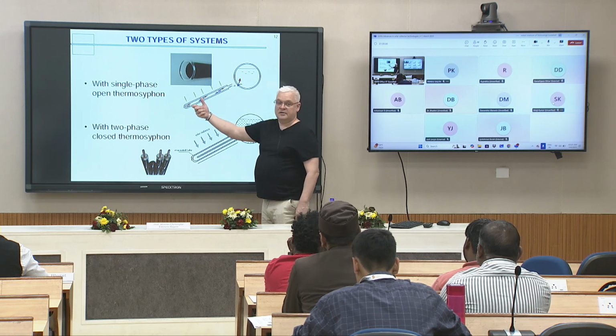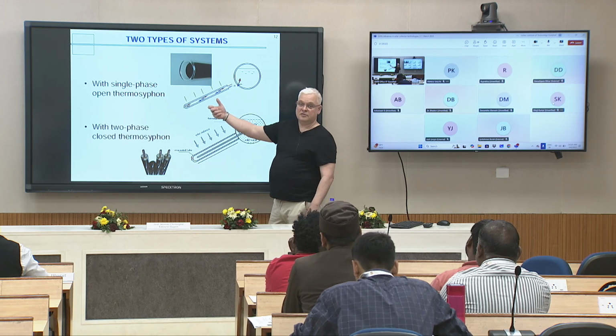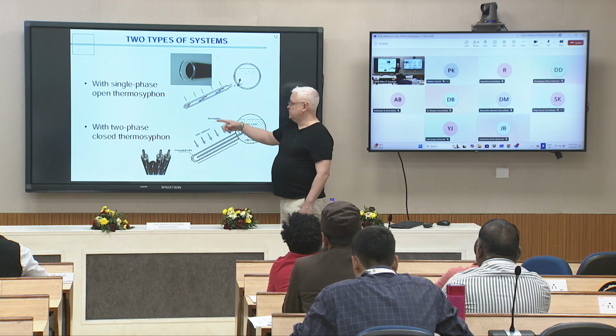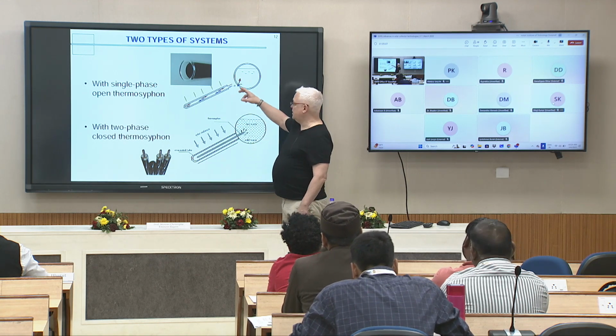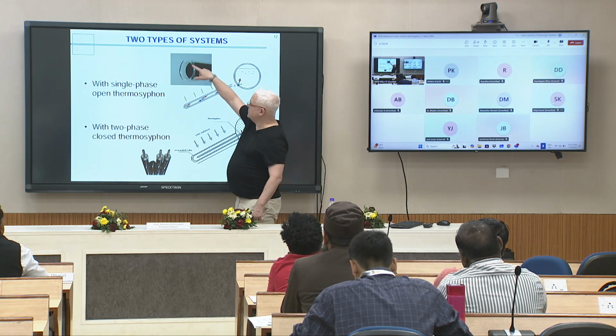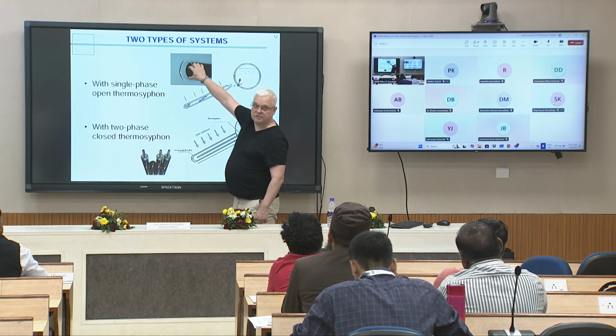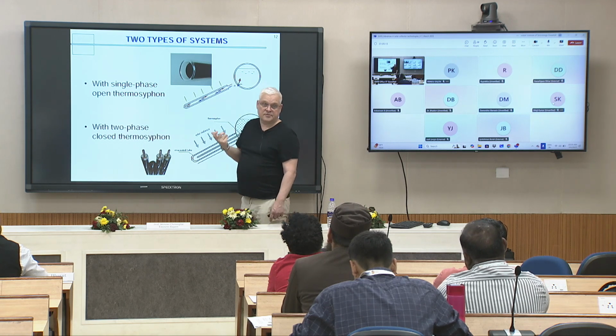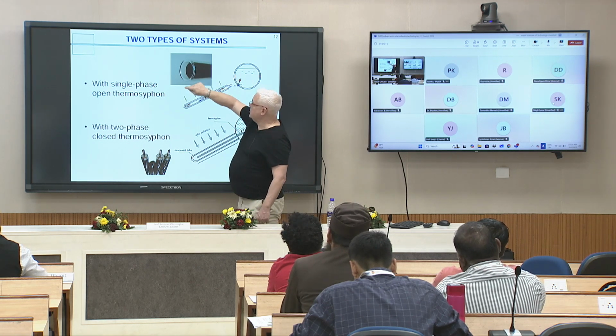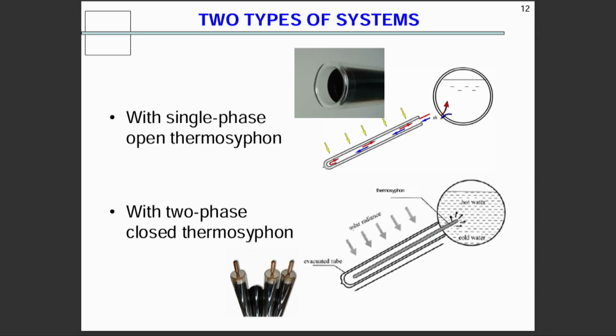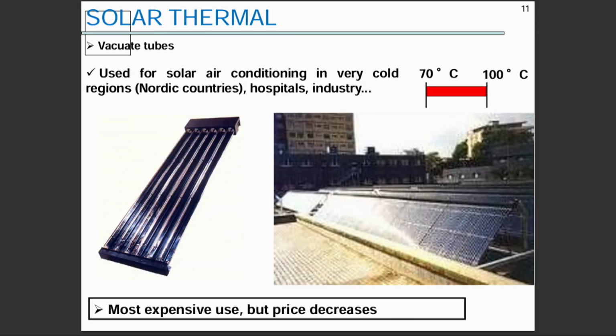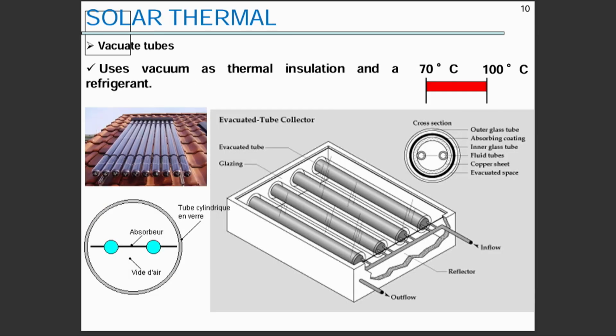You plug directly into the solar tank an evacuated tube, and inside the evacuated tube there is the absorber. It's a thin layer of absorption, and the water is going inside. With this kind of technology, it is more efficient in terms of heat exchange.